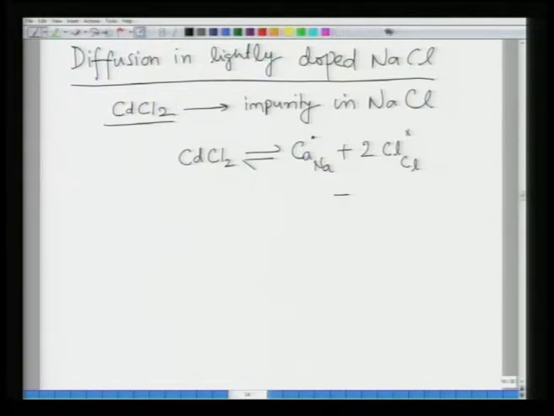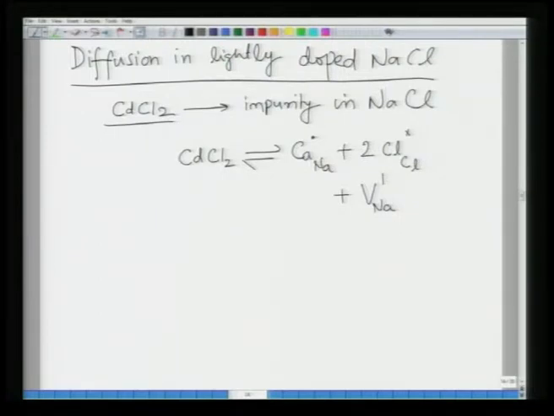Now we do not have the charge balance and also we do not have the site balance, because both the chlorines have gone to chlorine sites, which means for two of these chlorine sites I should have two sodium sites. One of those sodium sites is occupied by cadmium and the other one must be empty. So V_Na, and this will carry one negative charge. This will be the defect reaction.